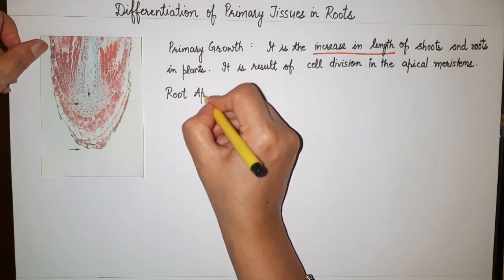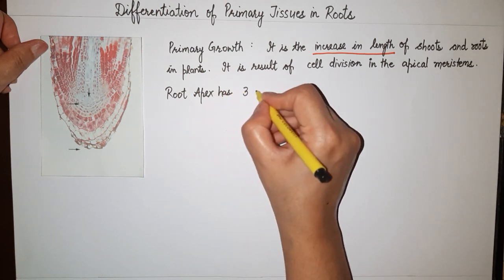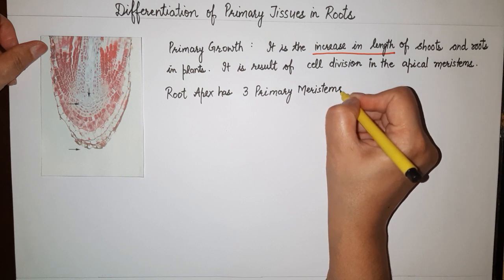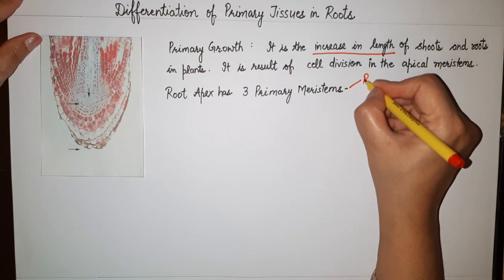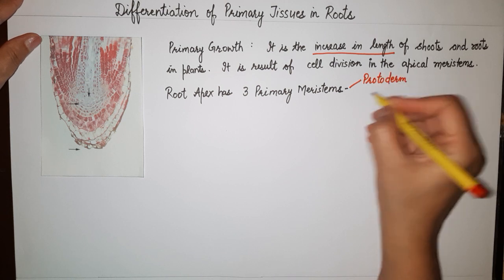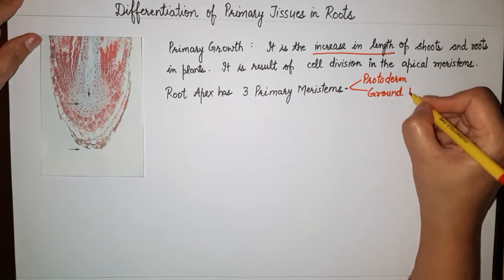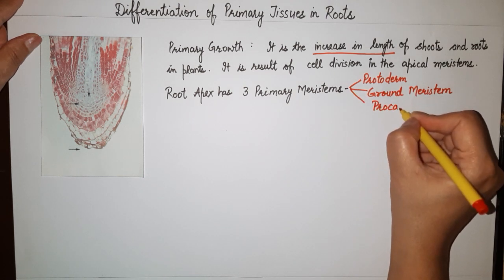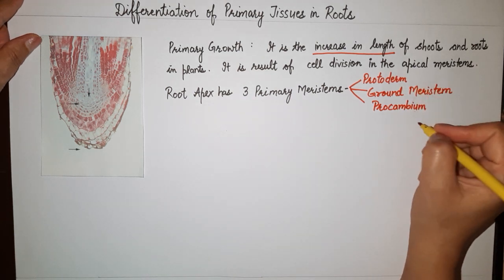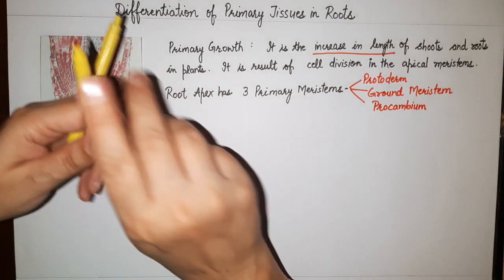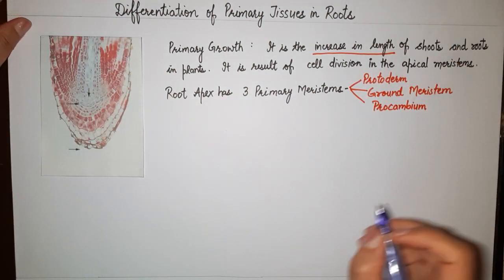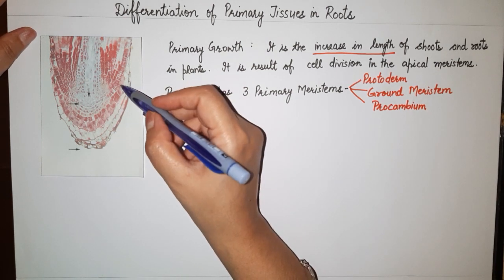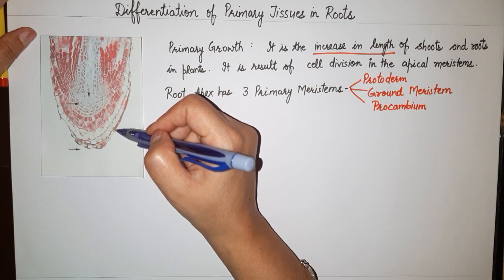So the root apex has 3 primary meristems. They are protoderm, ground meristem, and procambium. In a previous lecture, we discussed that these are the terms proposed by Hanstein. Okay. So look at the diagram. We have already studied this diagram when we discussed the structure of root apex. It is a longitudinal section.